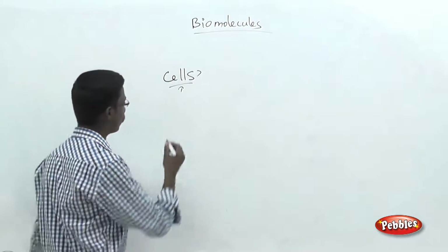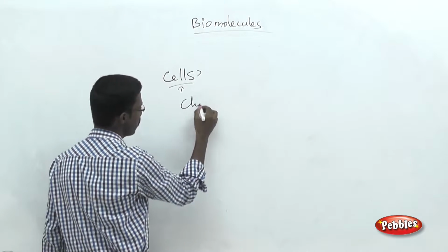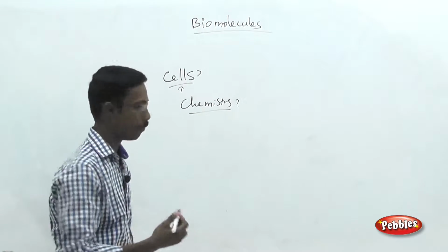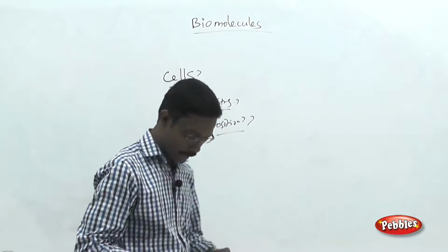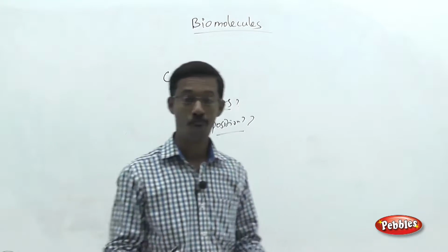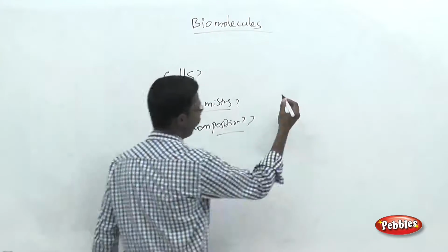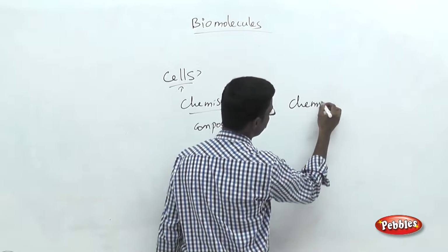We have studied something about the cells. And in this particular unit we are going to study about the chemistry of the cells, or the composition of cells. And why do we have to study the particular chemical composition, or how can we study the particular chemical composition of the particular cells? That is what is called chemical analysis.